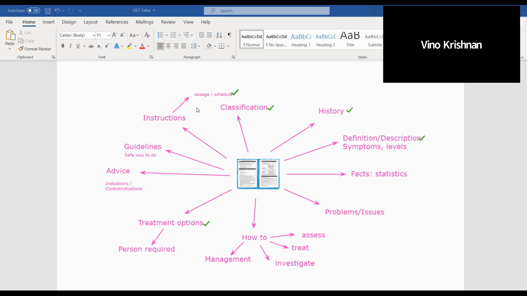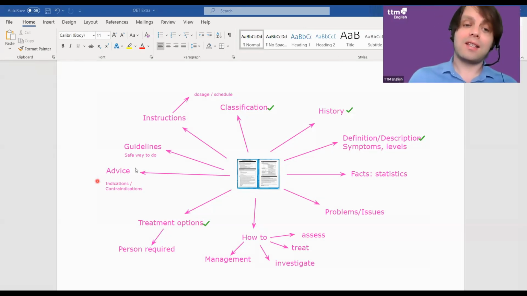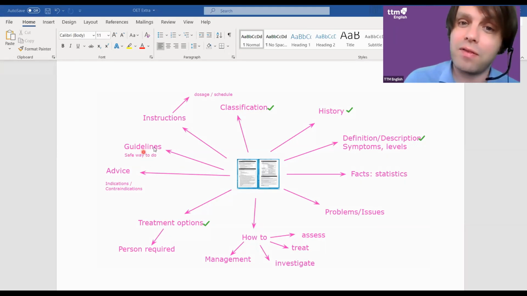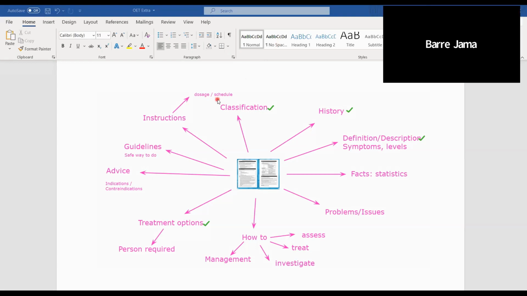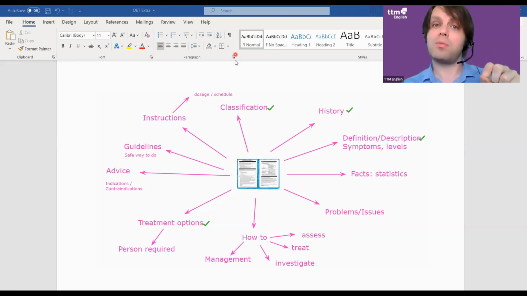Or guideline, Alan. Can we say guideline as well? Well, the thing with guidelines and advice, it's not clear to me the exact difference, but it could be guidelines, yes. Guidelines is not a very clear idea for me, okay? But to be honest, if you just wrote down instructions or guidelines, it would probably be okay in the exam. Okay, let's try one more.